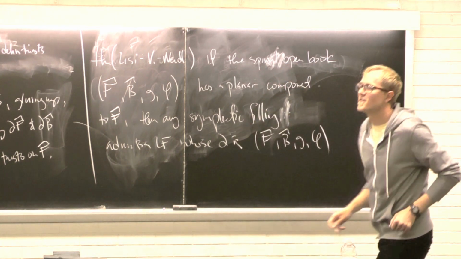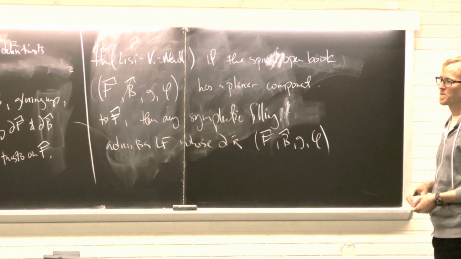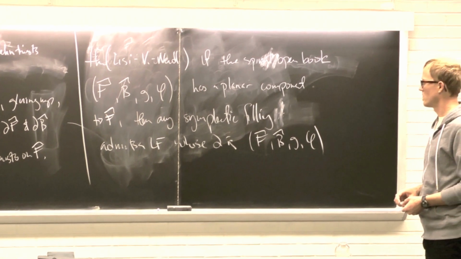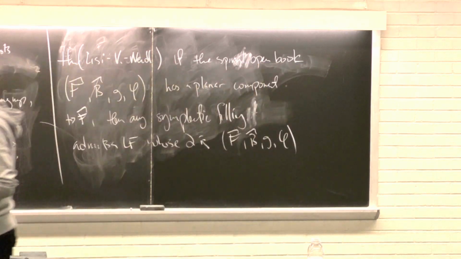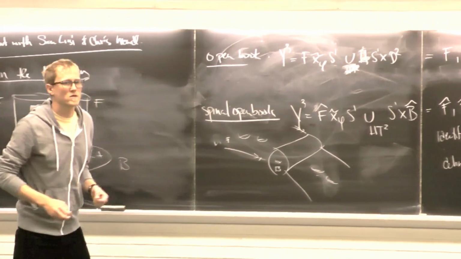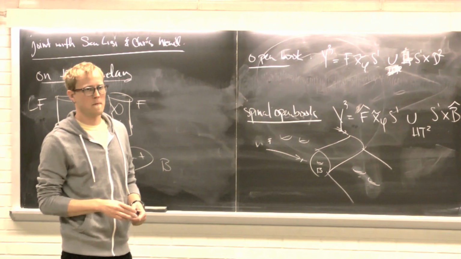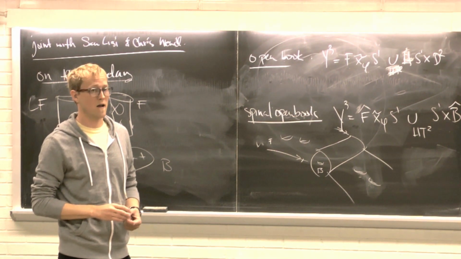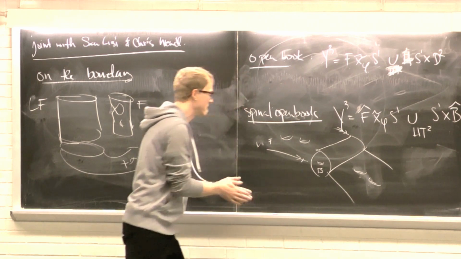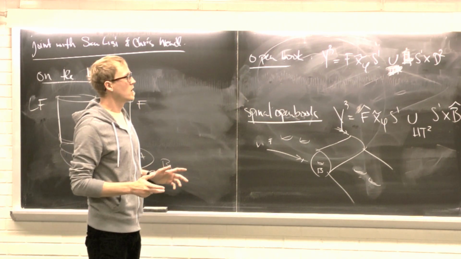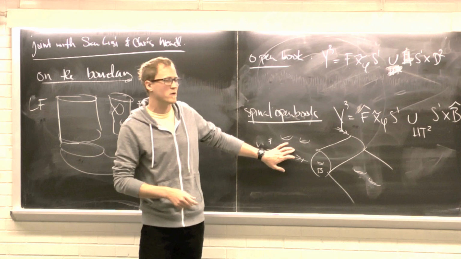Yes, that's a good question. So this gives you lots of ways of getting lots of non-symplectically fillable things? Yeah, so I'll do a family of examples here in just a second. But in order to see the contact structures, we should talk about what this is.